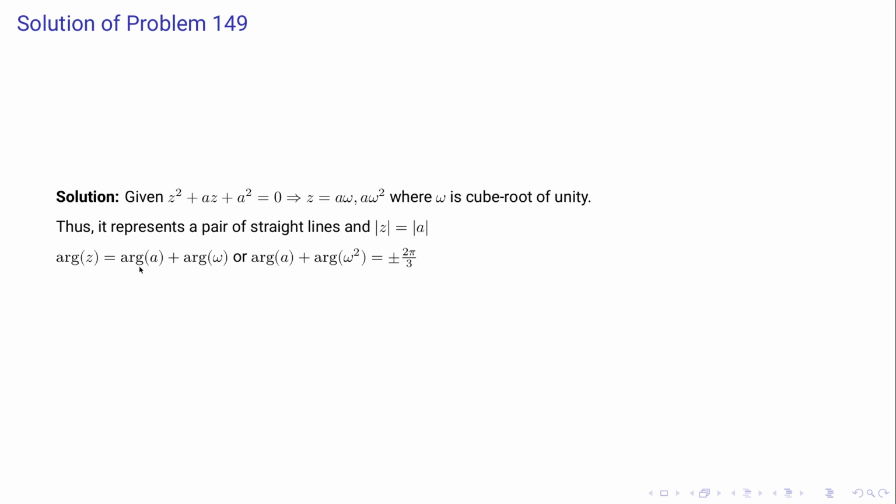Now argument of Z would be argument of A plus argument of omega, or argument of A plus argument of omega square. And as you know, the values of omega and omega square are minus 1 plus minus root 3 i by 2. That is, real part is minus 1 by 2 and imaginary part can be plus minus root 3 by 2. So tan inverse would be plus minus root 3. That is, the argument would be either plus 2 pi by 3 or minus 2 pi by 3. So that's how we have found the argument.